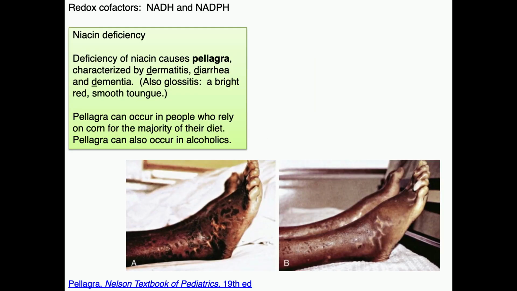Let's see. Has Dr. Cormier discussed DNA repair yet, or is that coming up? Okay, he will in a few weeks, I think.